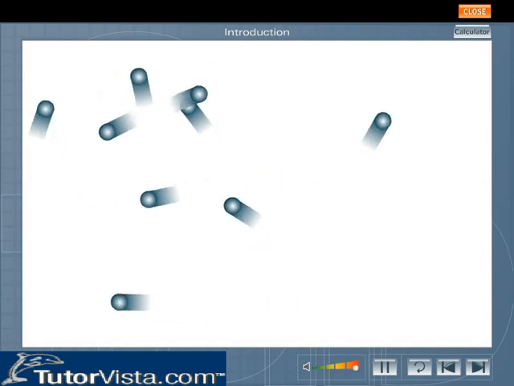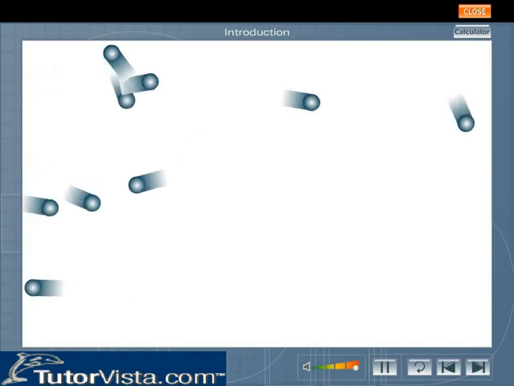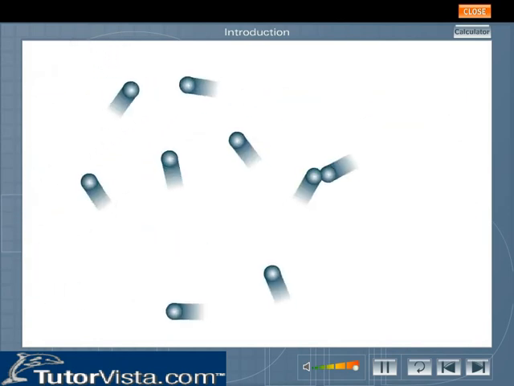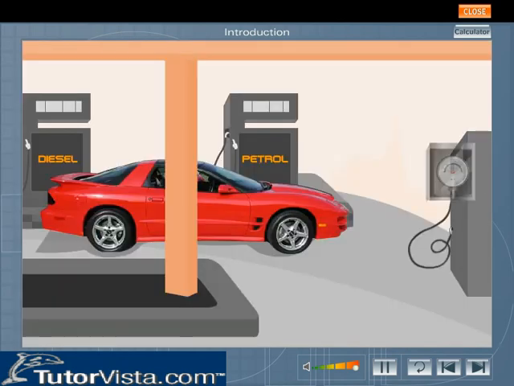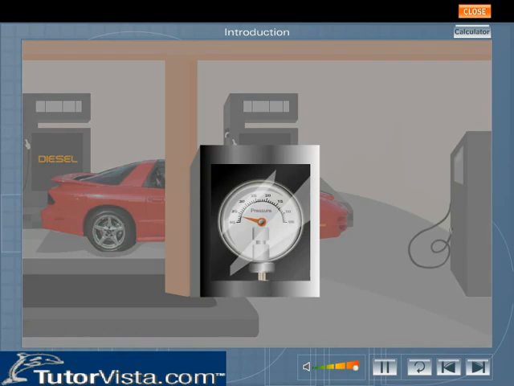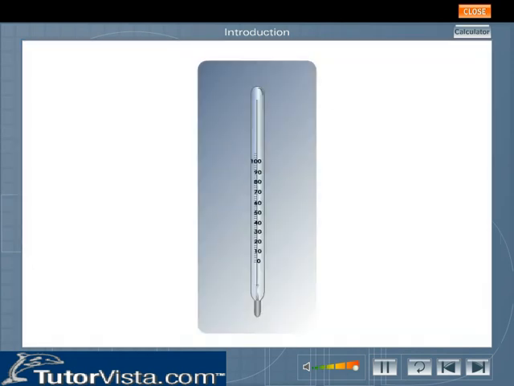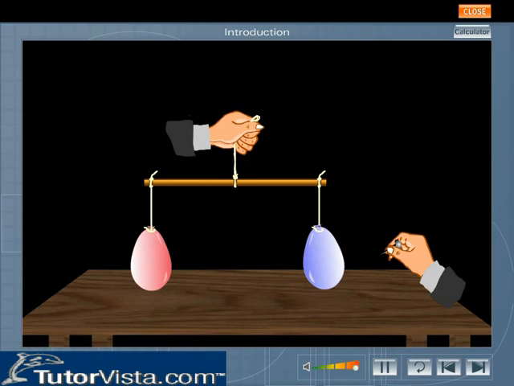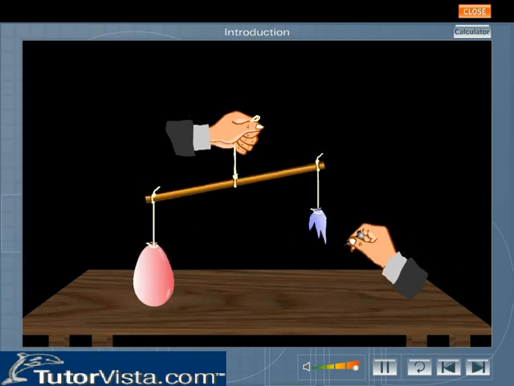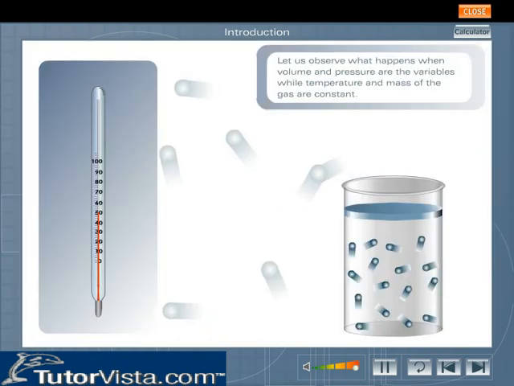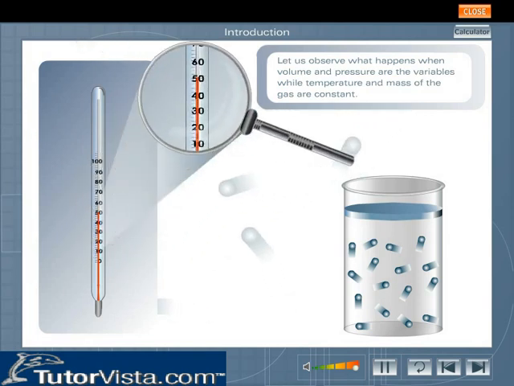Air is a gas. Gases have various properties that can be observed with our senses. The gas pressure, temperature, mass and volume are the variables that are related to one another. Let us observe what happens when the volume and pressure are the variables while temperature and mass of the gas are constant.